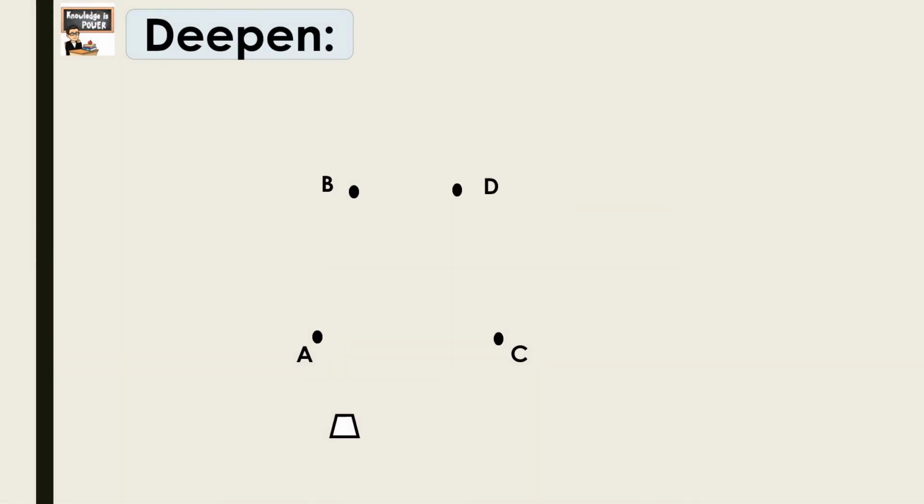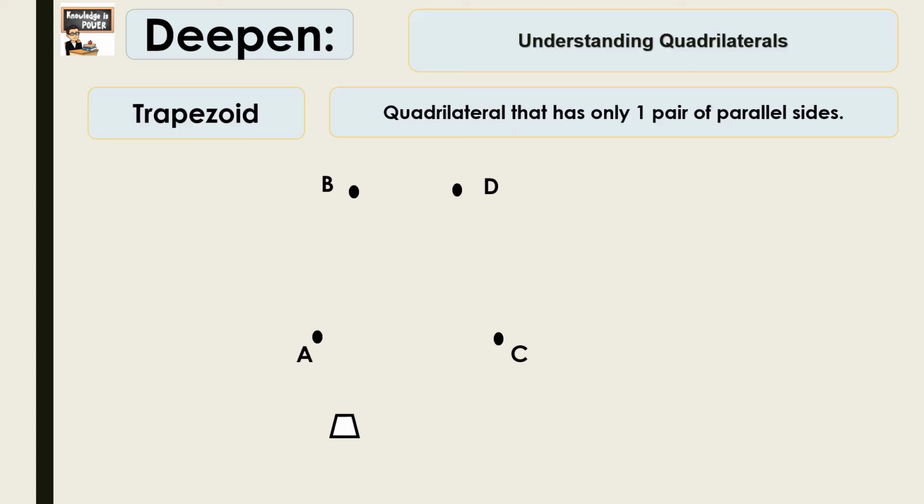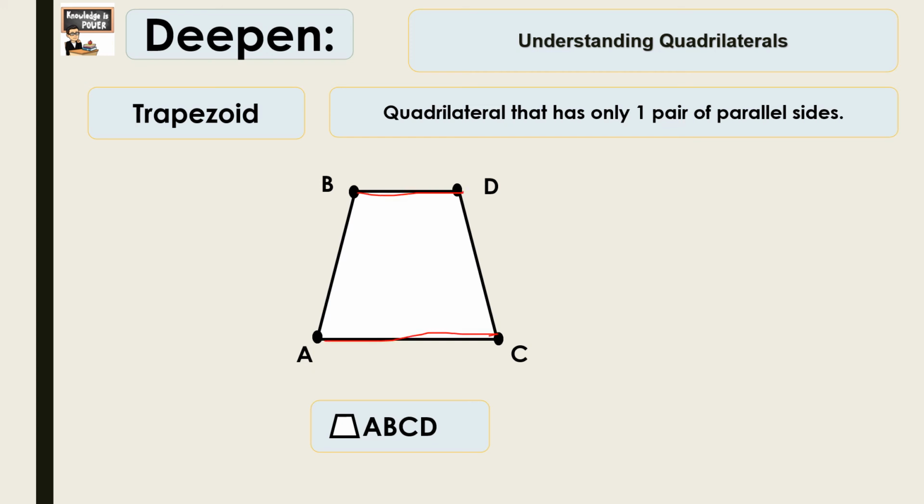So next, trapezoid. A trapezoid is a quadrilateral that has only one pair of parallel sides. So for example, what is that? This part is the line segment AC and line segment BD, which are parallel, but not CD and the other side. So you may see that line segment BD is parallel to line segment AC. Okay, so that is what you call the trapezoid.